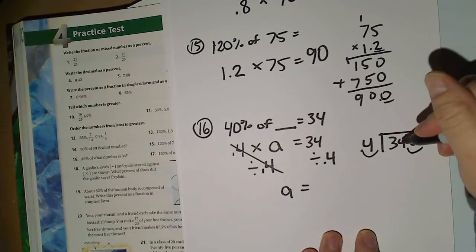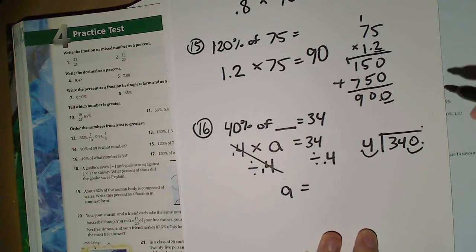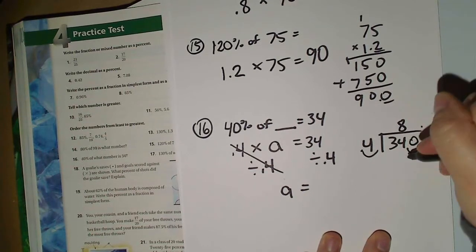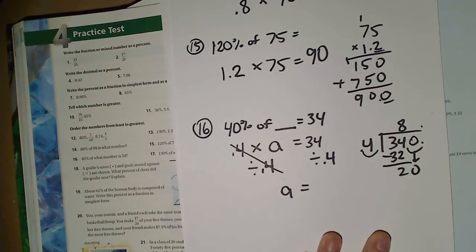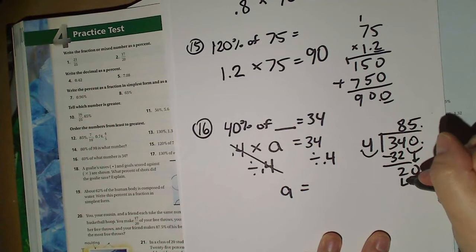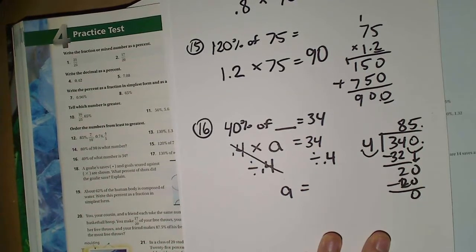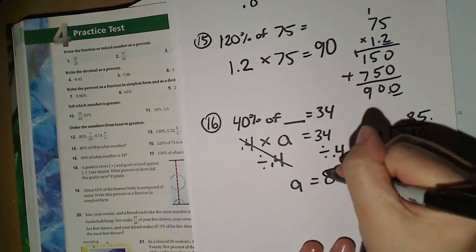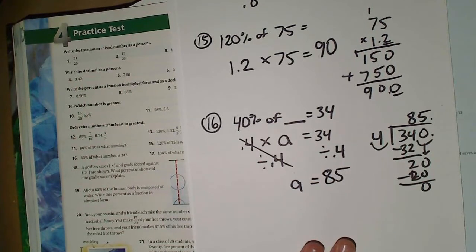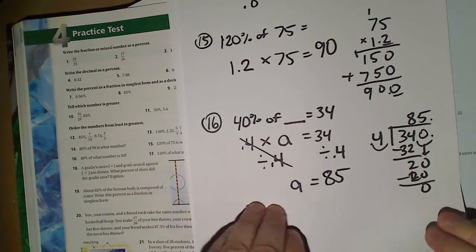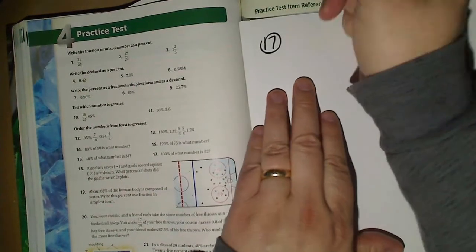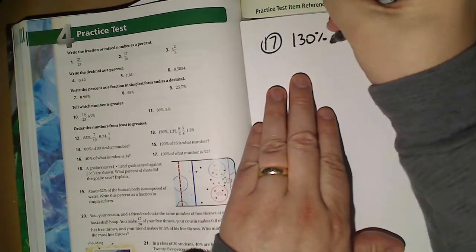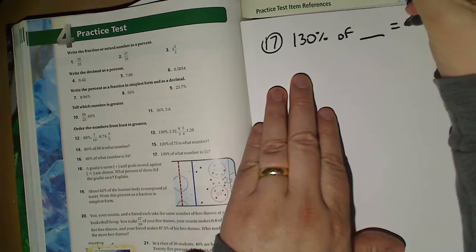4 goes into 3, doesn't. 4 goes into 34, does. We'll say 8 times. That's 32. Subtract, get a 2, bring down the 0. 4 goes into 20 5 times. 5 times 4 is 20, and my remainder is 0. So A equals 85. That's the algebraic way of solving that one. All right, so for number 17 now, we have 130% of a blank number is 52.